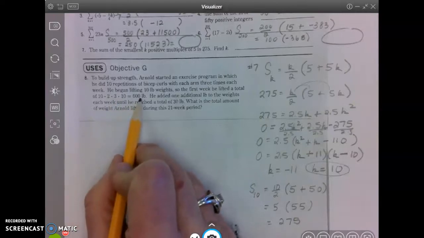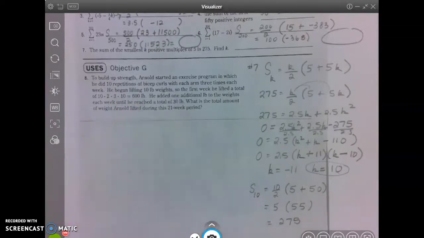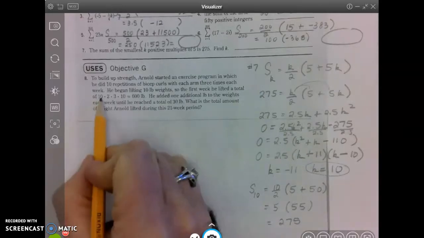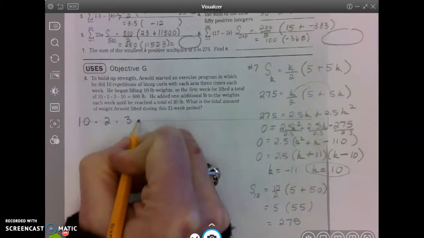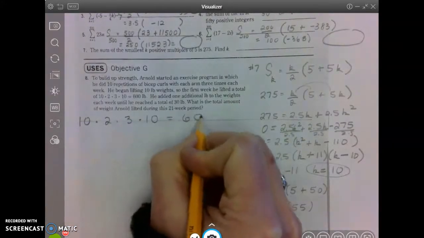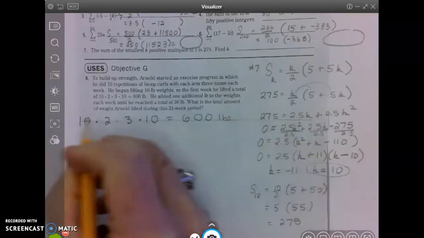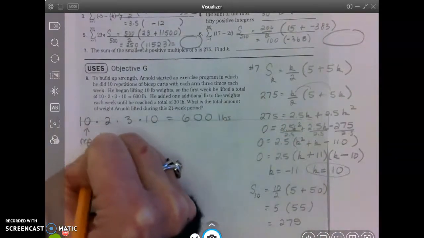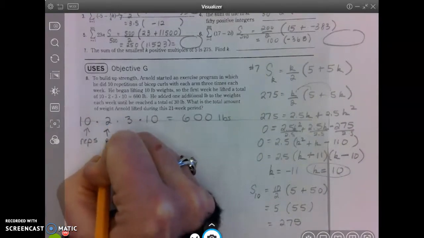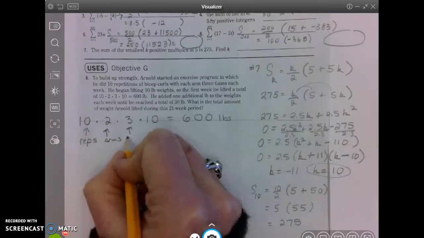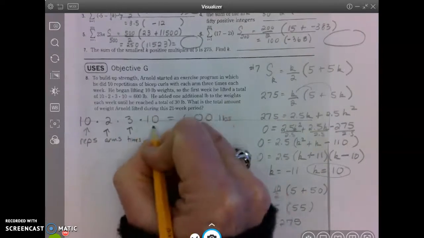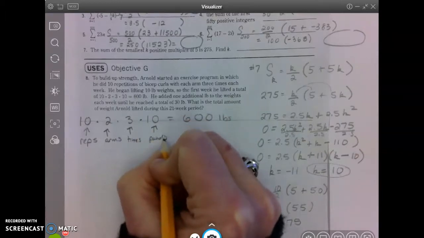I know that sounds crazy. He didn't actually lift 600 pounds, but they're counting each rep, like every time he does a rep, 10 pounds, 20 pounds, 30 pounds, 40 pounds, like that. So that's why it's 10 reps. I'm going to write down what these each stand for. This is 10 reps. This is 2 arms. This is 3 times, and this is 10 pounds.